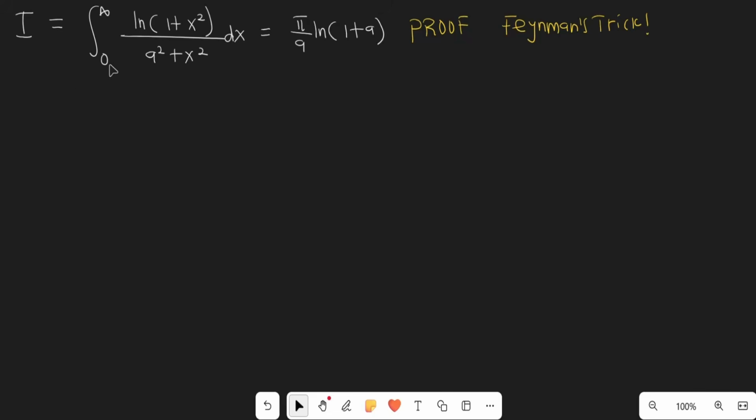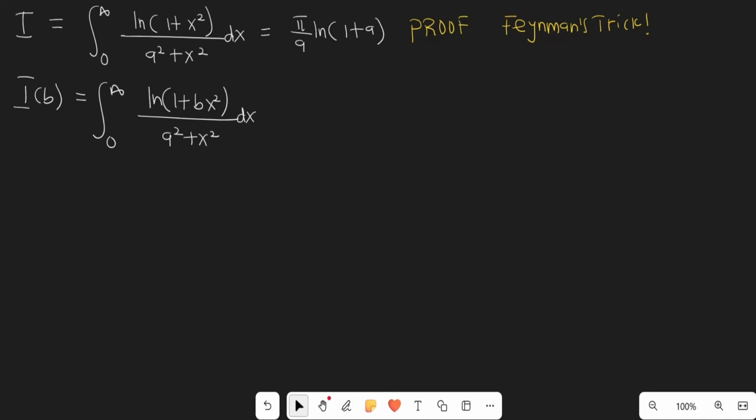Hello guys, in this video I'm going to show you how to obtain this result using the Feynman trick. So this is a parameter dependent integral. I'm going to rewrite the integral like this. I'm going to introduce another parameter b, and that is going to be the integral from 0 to infinity of ln of 1 plus b times x squared, divided by a squared plus x squared dx.